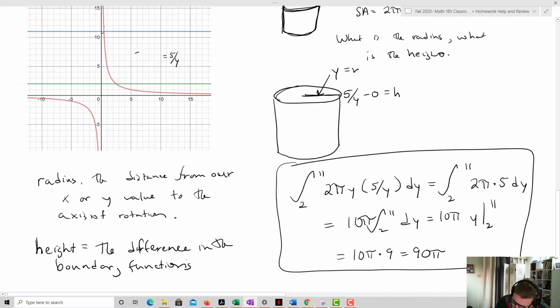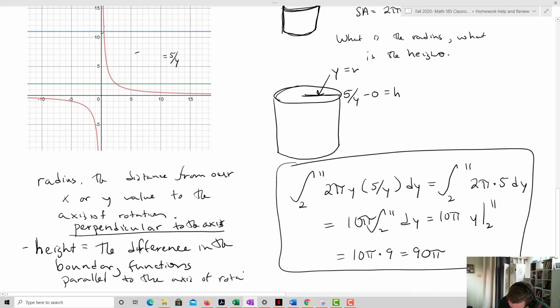The radius is going to be perpendicular to the axis. So in this case, since we're rotating about the x-axis, we need the y values to be my radius, and my height is going to be x values, so it's going to be parallel to the axis of rotation. And that's how we construct shells.